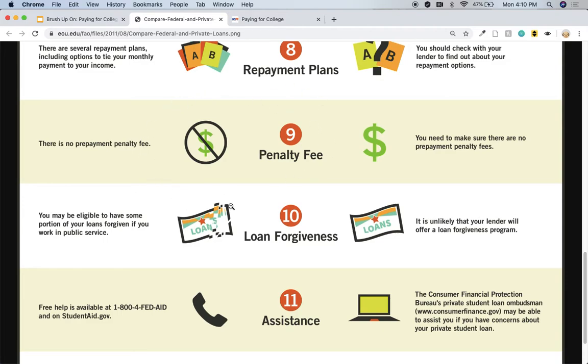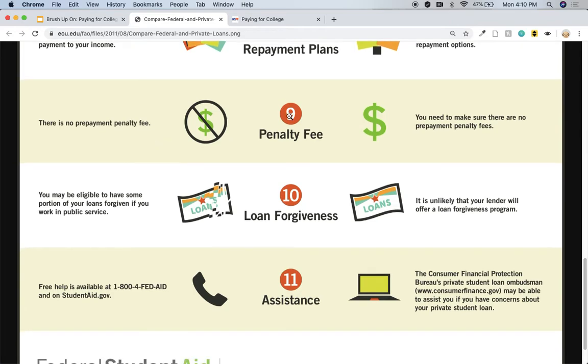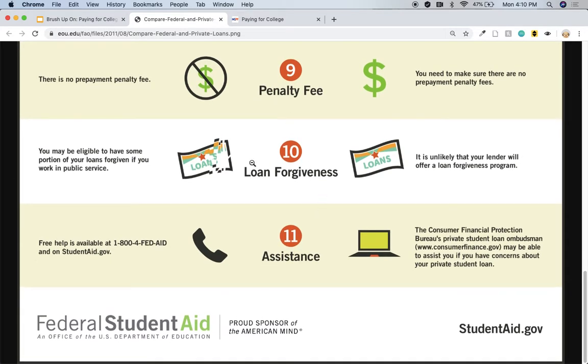Prepayment penalty fees: a lot of times students are really shocked to find out that if they pay off their loan earlier than the due date, they might be charged a fee with a private student loan, whereas with a federal student loan, there's no prepayment penalty fee. And then again, with federal student loans, you may be eligible to have some portion of your loans forgiven if you work in public service.